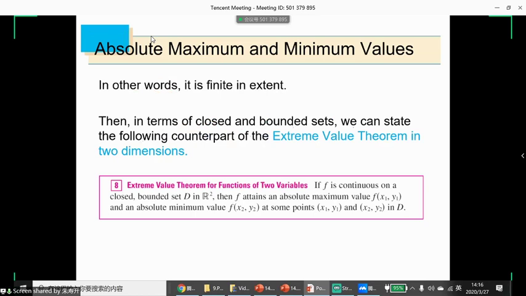In terms of closed bounded sets, we can state the following counterpart of the extreme value theorem in 2 dimensions. This is the 2-dimension case, the extreme value theorem for a function of 2 variables. If f is continuous on a closed and bounded set, then f attains an absolute maximum value f(x1, y1) and an absolute minimum value f(x2, y2). So it means that if f is continuous on a closed and bounded set, then it attains an absolute minimum and an absolute maximum value.